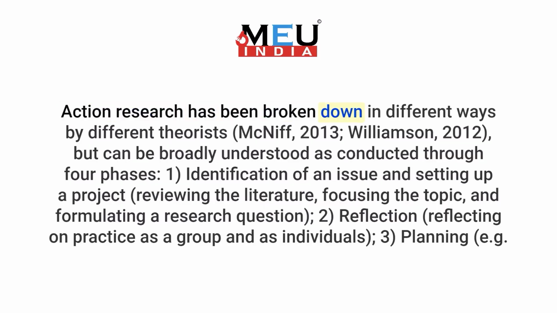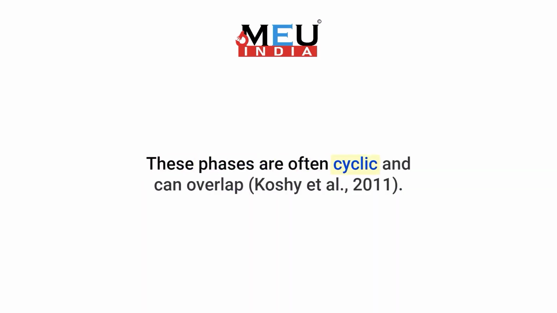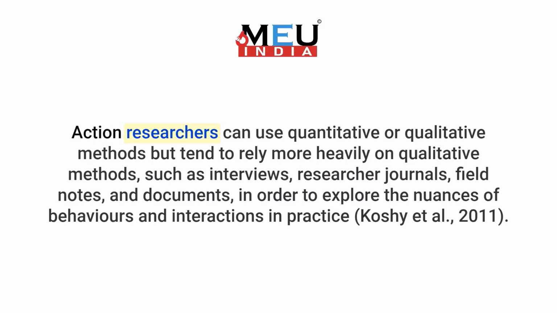Action research has been broken down in different ways by different theorists, but can be broadly understood as conducted through four phases. 1. Identification of an issue and setting up a project. 2. Reflection. 3. Planning. 4. Evaluation of both process and products. These phases are often cyclic and can overlap. Action researchers can use quantitative or qualitative methods but tend to rely more heavily on qualitative methods, such as interviews, researcher journals, field notes, and documents in order to explore the nuances of behaviors and interactions in practice.